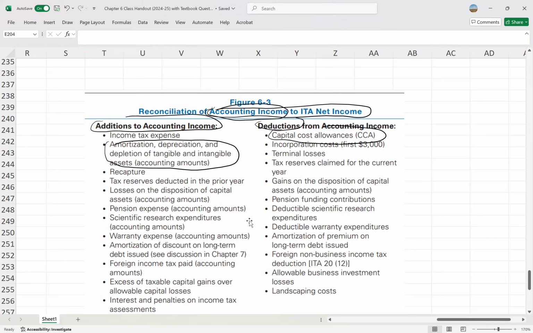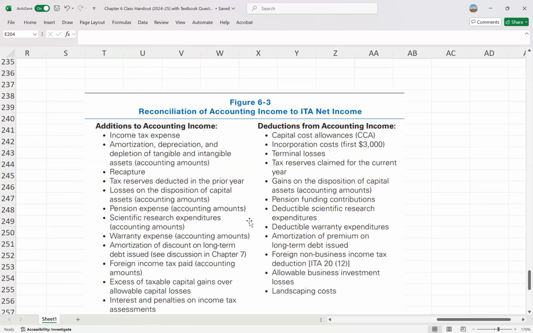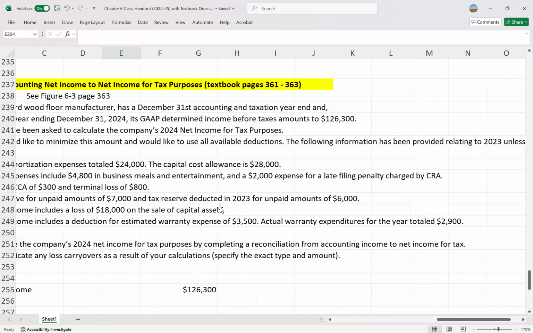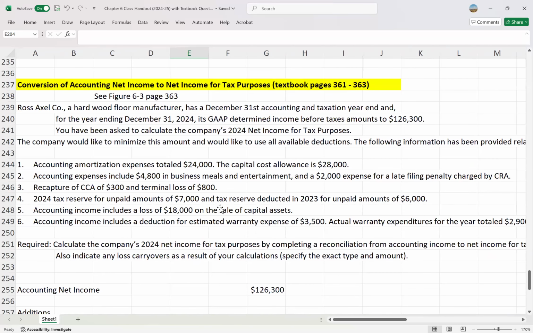So this is a summary of items: if you're starting with your accounting income as the starting point, how to get from your accounting income to your income amount for tax purposes. Once again, this is very common for corporations because they will have already prepared their financial statements. So they'll start with their accounting net income and go through these adjustments to get to their income for tax purposes. But what we're going to do is work through this example here.